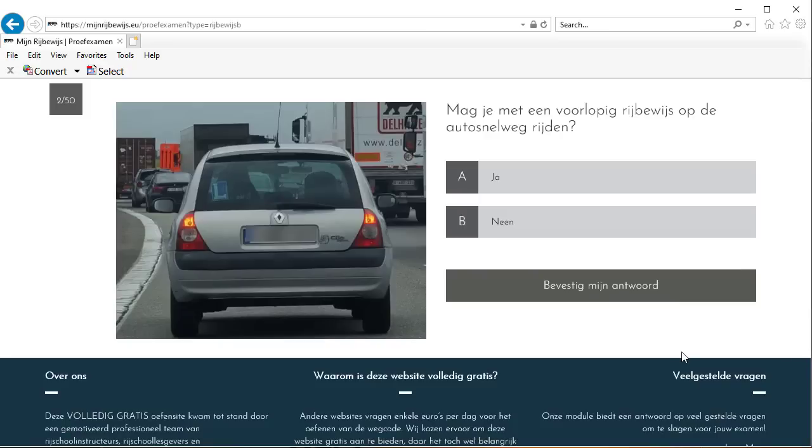Are you allowed to ride on a motorway with a temporary license? Option A is yes, option B is no. The answer is yes. With a temporary license, you're allowed to ride on a motorway. There are some restrictions: you cannot drive during the night, on the weekend, and during holidays, and you cannot drive outside Belgium. But on a motorway, you can certainly drive with your temporary license.